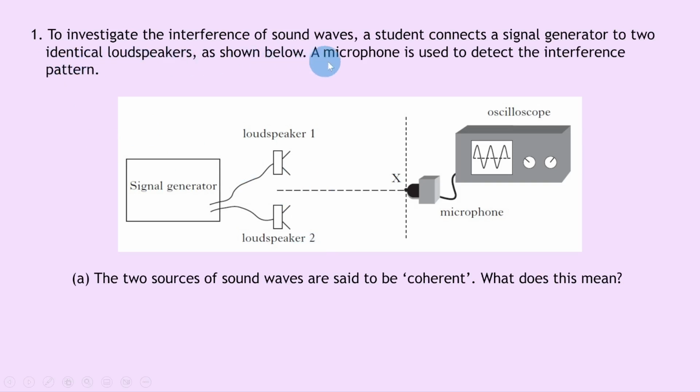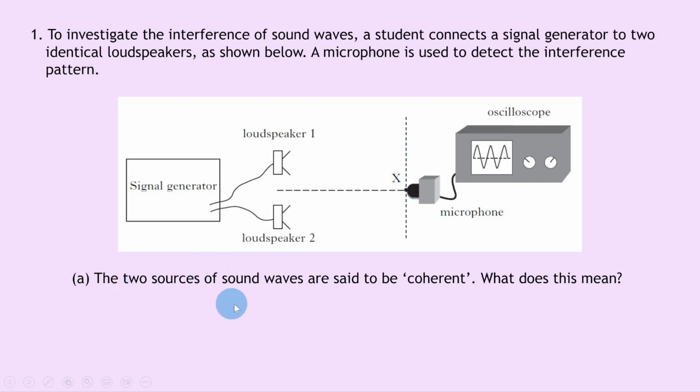So let's get started. Question 1 says, to investigate the interference of sound waves, a student connects a signal generator to two identical loudspeakers, as shown below. A microphone is used to detect the interference pattern. So you can see the SIG-Gen connected to two loudspeakers. We've then got a microphone connected to an oscilloscope, and the microphone can be used to detect the interference pattern.